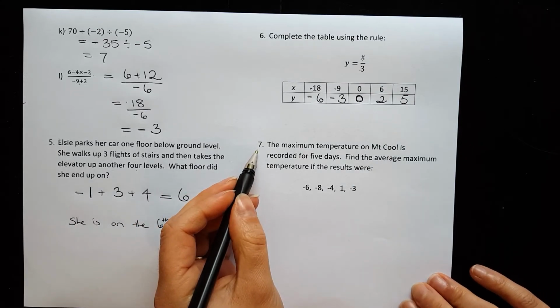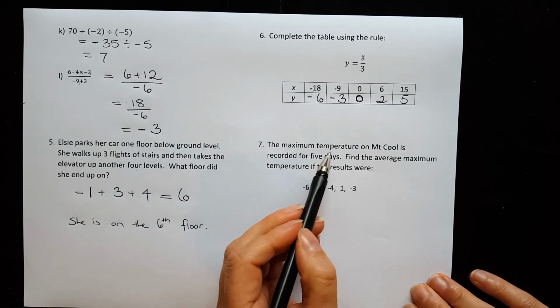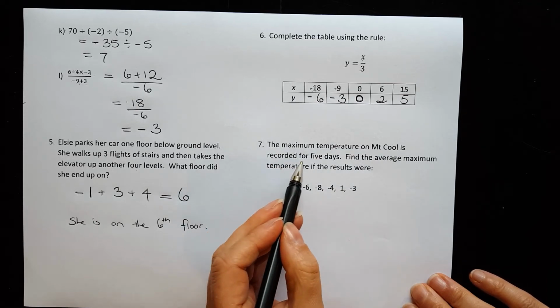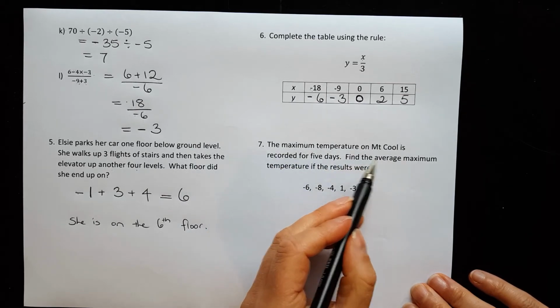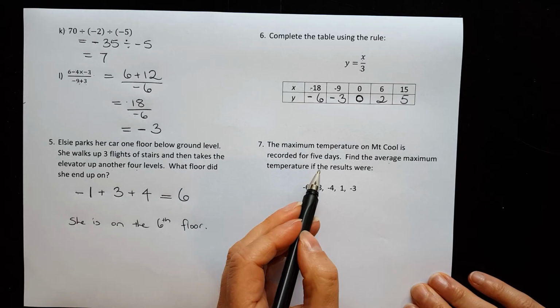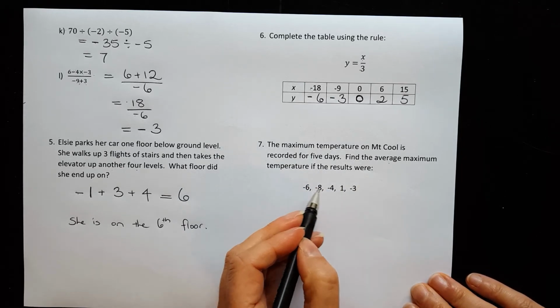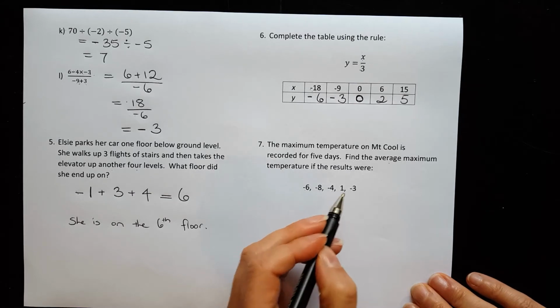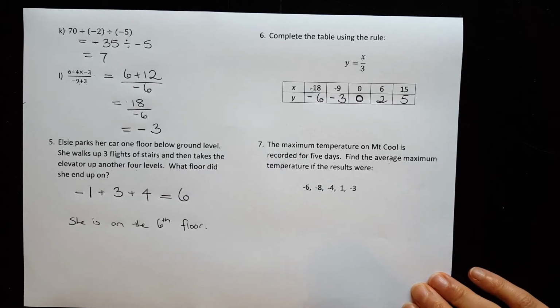Question 7, this is our last one today. The maximum temperature on Mount Cool is recorded for 5 days. Find the average maximum temperature if the results were: minus 6, minus 8, minus 4, 1, and minus 3. To find an average, we have to add all of those numbers together.